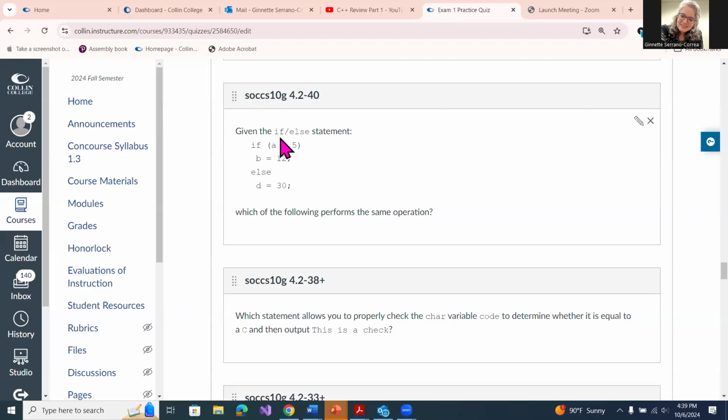This is exam 1 review, part 2. Okay, so in this problem, it says, given the if-else statement, which of the following performs the same operation?